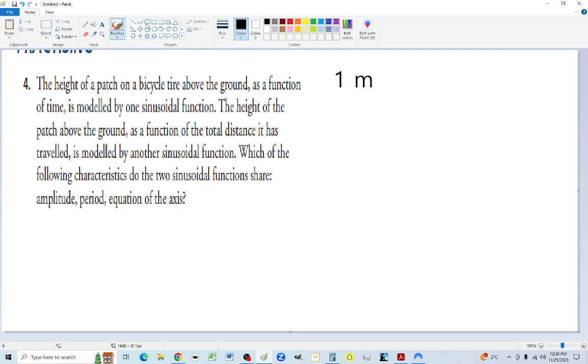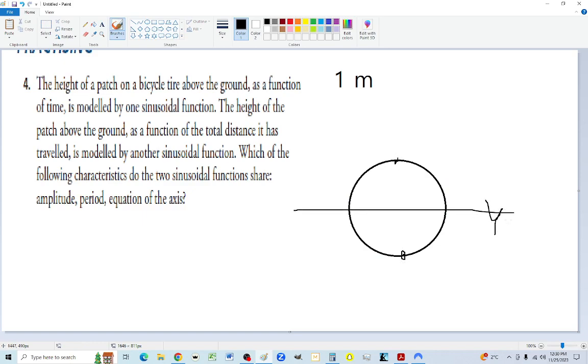Which means here's a tire, right? When the patch is down here, it's at 0. When the patch is up here, it's at 2. And the axis would be y is equal to 1. The amplitude would be 1 if the radius is 1. So we would have a sinusoidal curve if we start at the peak of this.